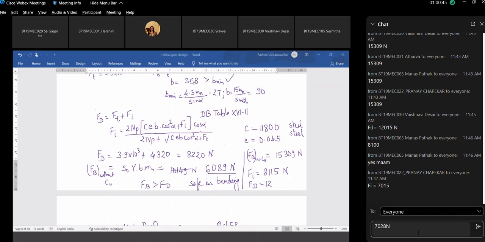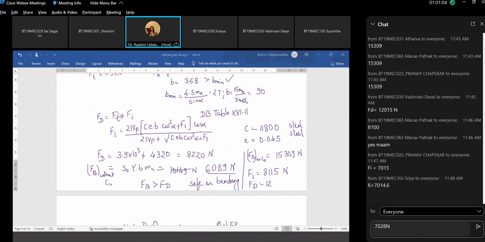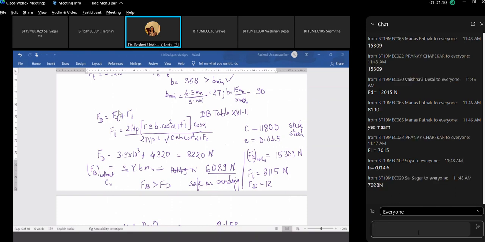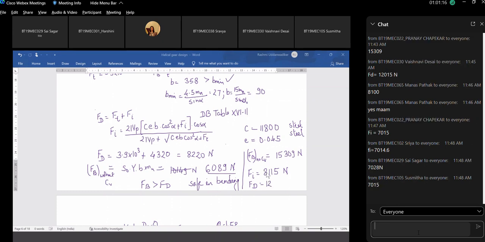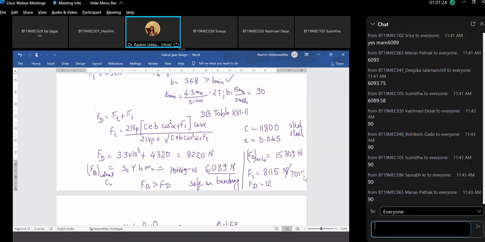So we should actually increase the value of B slowly from whatever this value is to 10 times mn by sine alpha first, then 12, then 15. But again, you need a lot of patience or a little programming so that you can do it quickly. 7,000. Shreya is also getting 7,000. Those are getting 7,000 some value.